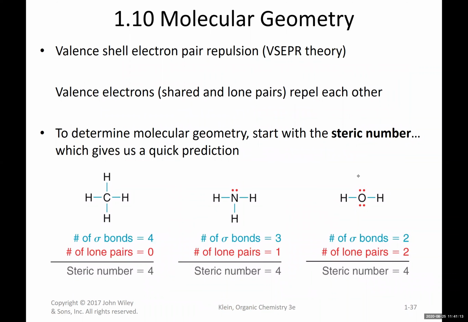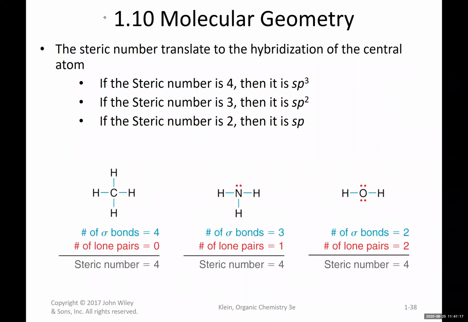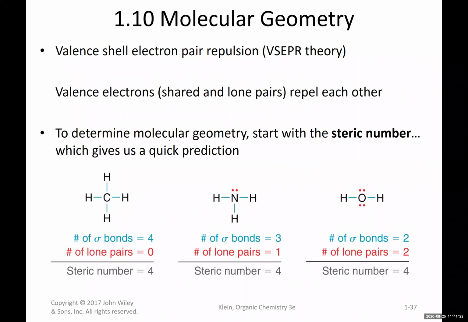So let's look down here. I just look down here at these structures. So I have methane, ammonia, and H3 and water. So let's calculate the steric number of each, right?